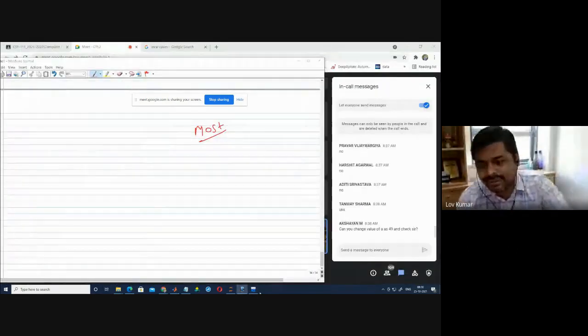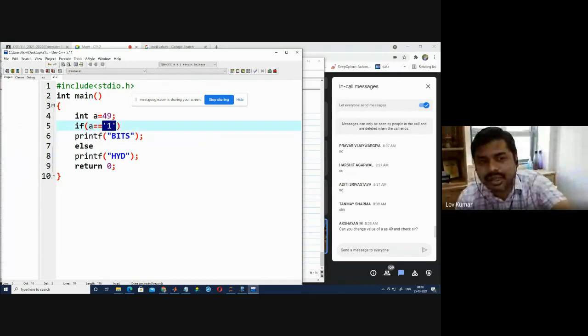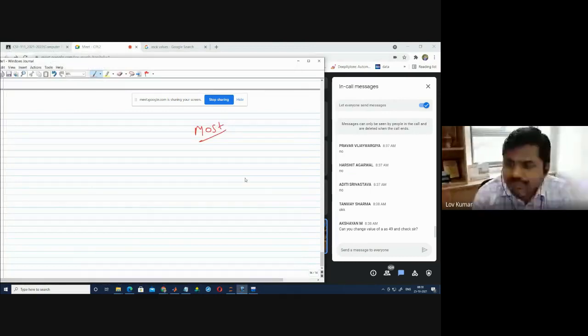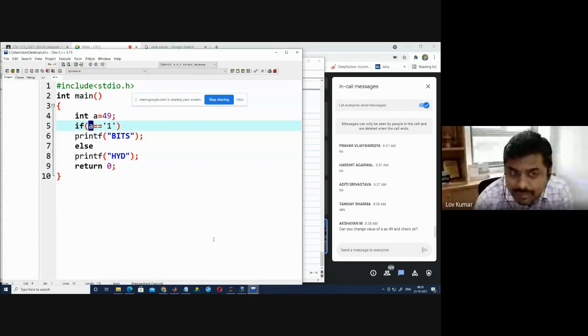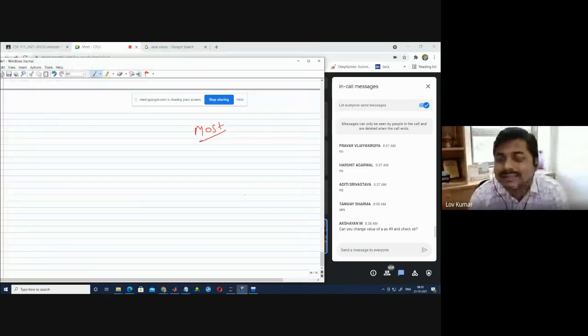Clear? So if you are going to assign A as 49, then it will return the true statement because the ASCII value of 1 is equal to 49. So we are writing 49 equal to 49. Clear? Now you can see by default, whatever variable you take, as for example, here we have written int A. By default, it is called a signed number.